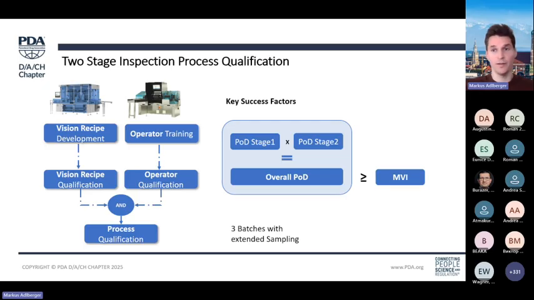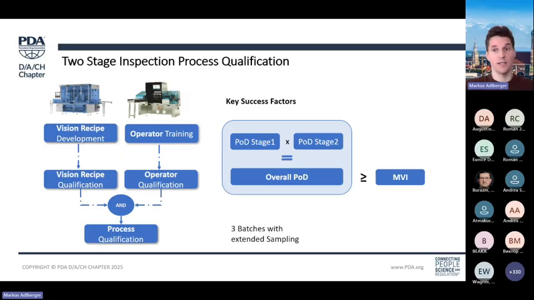How can you qualify a two-stage inspection process? You have to qualify each system like described above, and then calculate the theoretical overall reject efficiency over the whole two-stage approach. That means you have to multiply the two PODs and compare it against the MVI. And I want to highlight here that the overall POD always becomes worse if one of the PODs from the stages is lower than 100%.